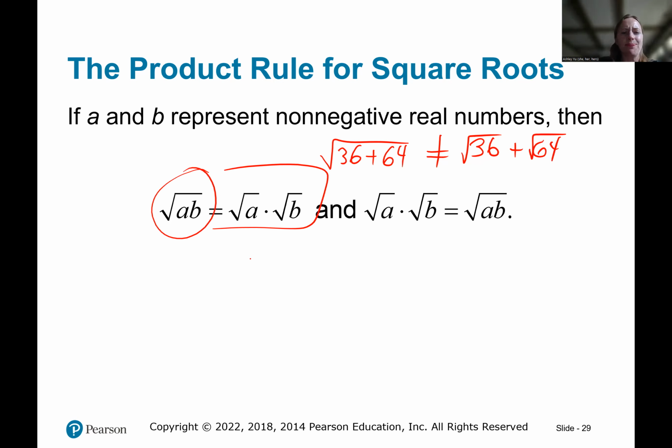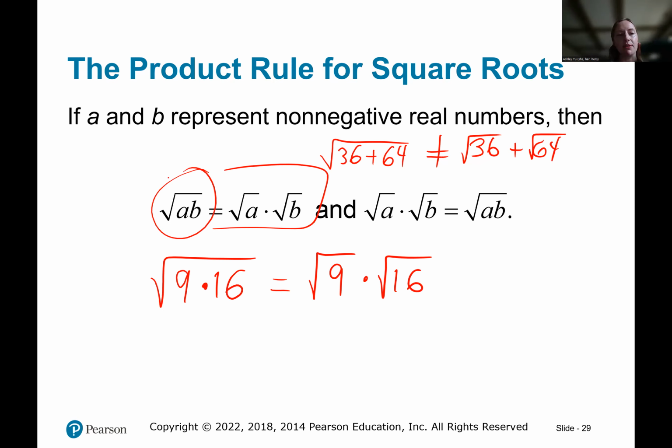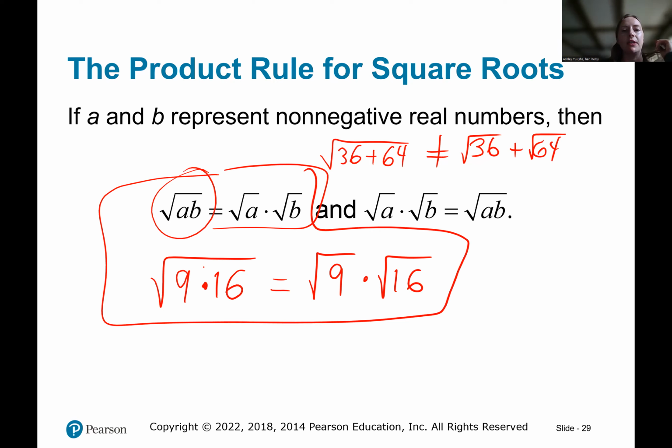So if I had, I don't know, the square root of 9 multiplied by 16 or something, I could multiply those numbers, 9 times 16. That's going to be a big number, and bigger numbers, I don't really know their square roots as well as I do little numbers. So I might want to split that: square root of 9 times the square root of 16. And I'm only able to do that because this rule says I can do that when it's multiplication inside, not addition. This is no good.